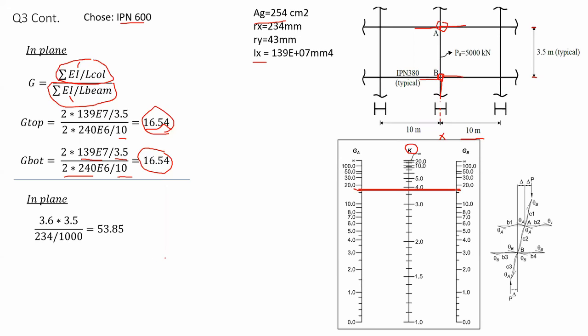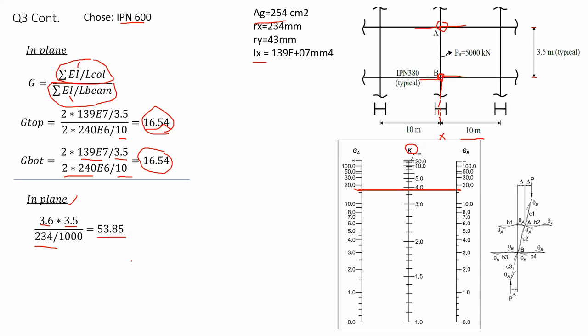Now I can proceed and check in plane and out of plane, KL over Rx and KL over Ry, for the column that I'm designing. If you check for the in-plane, 3.6 is the K value, 3.5 is the length of the column, and I have Rx, since it would buckle about the x-axis in the in-plane. And you would get your KL over Rx value equal to 53.85.